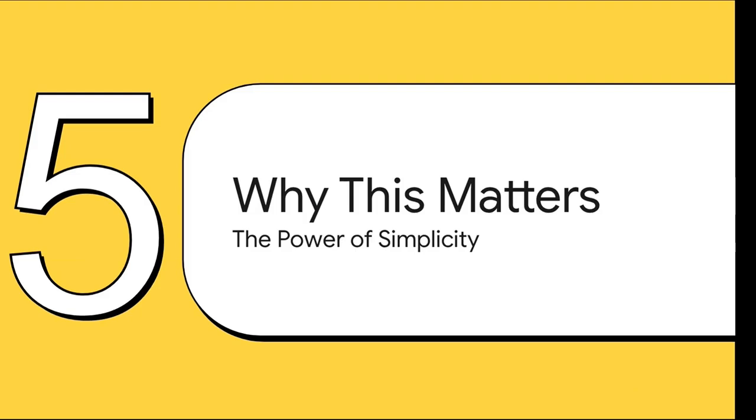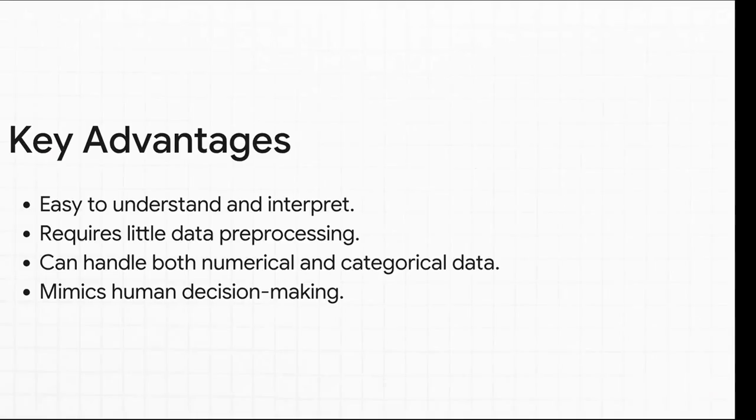Okay, so let's put this all together. Why should you care about decision trees? What is it about this simple flowchart-like model that makes it so foundational in the world of AI and machine learning? Well, it really all comes down to clarity. Unlike some of those black box AI models where you have no idea what's going on inside, you can actually look at a decision tree and understand exactly why it made the choice it did. This transparency is absolutely crucial in fields like medicine or finance.